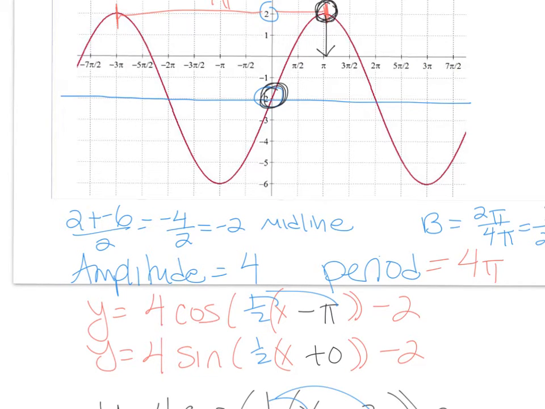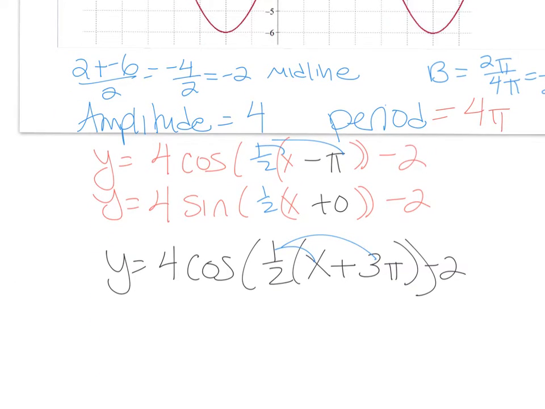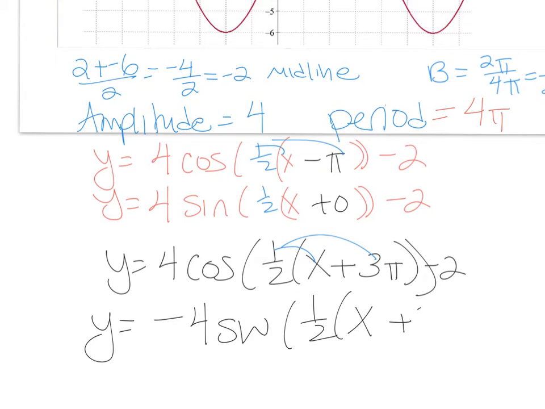We could do a negative sine function if that was midline going to a minimum. I'll pick that one over here at the left, 2 pi. So that equation would be y equals -4 sine 1/2 x to the left 2 pi minus 2. I keep forgetting that extra parenthesis.